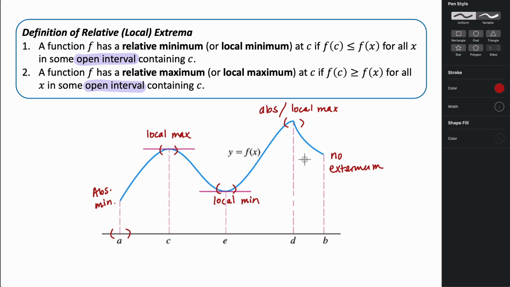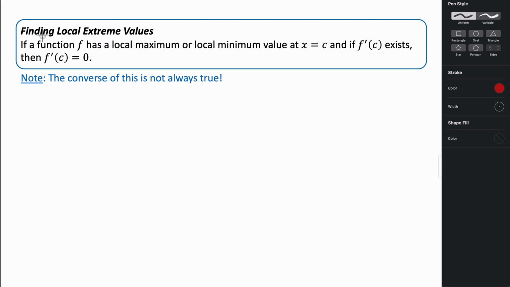So it's not an extrema there. It's just the end of our interval. Now, if we're actually looking for local extreme values, if we're looking for relative maxes and mins or local maxes and mins, they're the same thing, right? Then what has to be true?